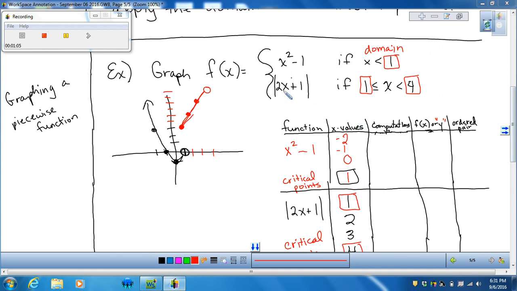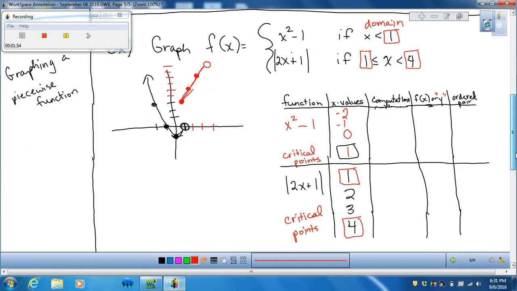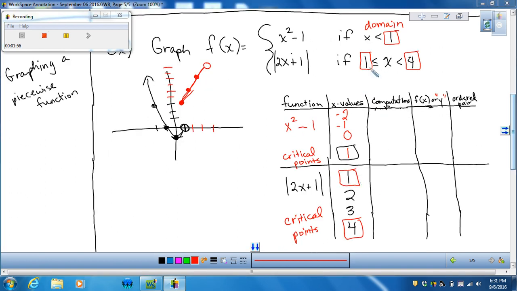For my second function, absolute value of 2x plus 1 tells me that the domain is x is between 1 and 4. So once again, on my table, I'm going to include the two values, 1 and 4, in my table. And then I'm also going to pick some points in between. After I've chosen my x values, now I'm going to compute the y values that result from those. So I'm going to pause, and then I'm going to fill in the table. You go ahead and fill in your table as well, and then we'll check back.